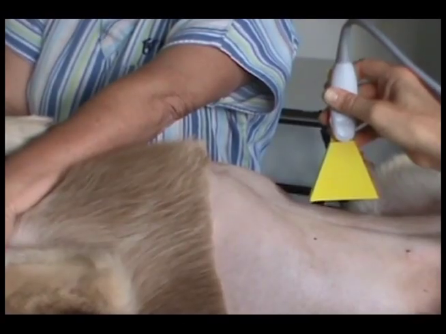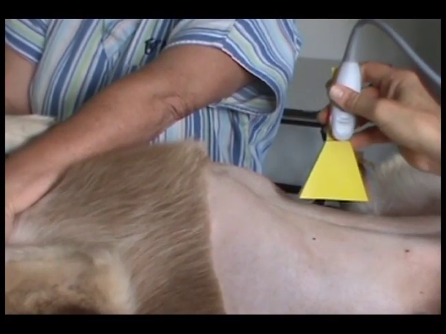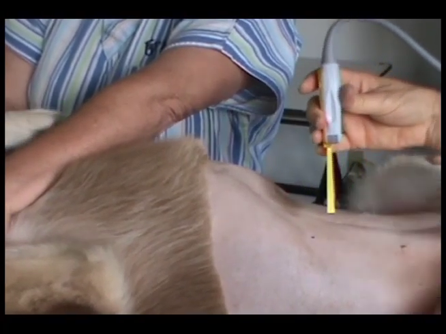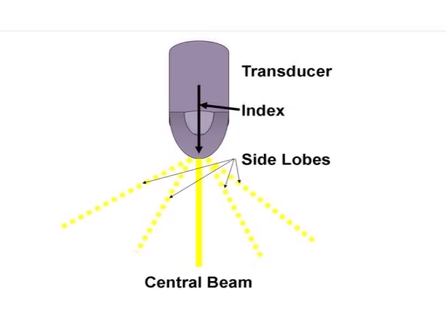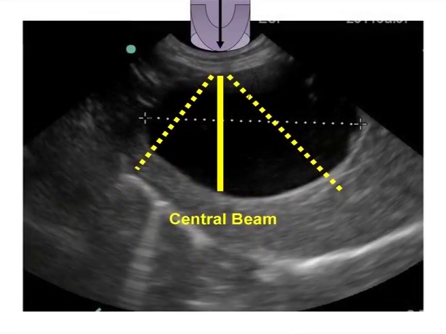In training, we depict the ultrasound beam as a single beam from the transducer. If we rotate the transducer 90 degrees, the beam would look like this. There is a powerful central ultrasound beam, and the ultrasound machine assumes it is the only one. However, in reality, there are also multiple weaker lateral beams called side lobes. Any return from these weaker side lobe beams is usually overpowered by the much stronger central beam.